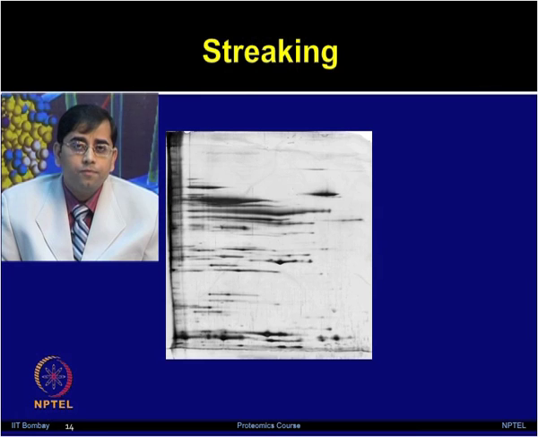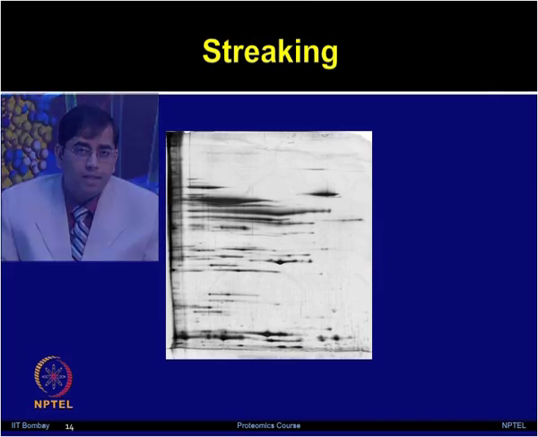Streaking is very often seen because of different types of problems, whether they come from the sample preparation or from different types of interfering components. Often nucleic acid or carbohydrates are still present in the mixture, because the extraction method was not sufficient to eliminate all of those impurities. Many times salts and other interfering components are also present, which interfere in the IEF process, and one can see the streaking pattern after looking at the staining of the gels.